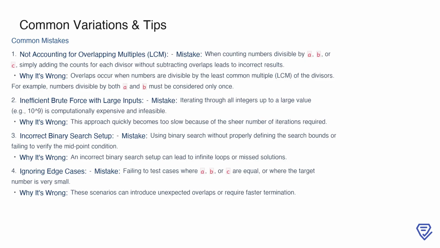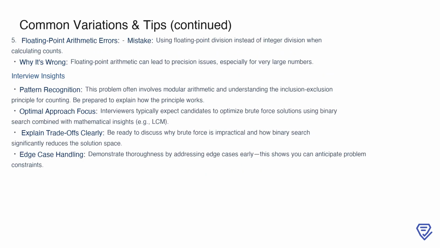Lastly, edge cases are often ignored. For example, when a, b, or c are equal, or when the target number is very small, these scenarios can introduce unexpected overlaps or require special handling for quicker termination. Another common pitfall arises from floating-point arithmetic errors. When calculating counts, using floating-point division instead of integer division can create precision issues, especially when dealing with very large numbers. To avoid this, always use integer division to ensure accuracy.